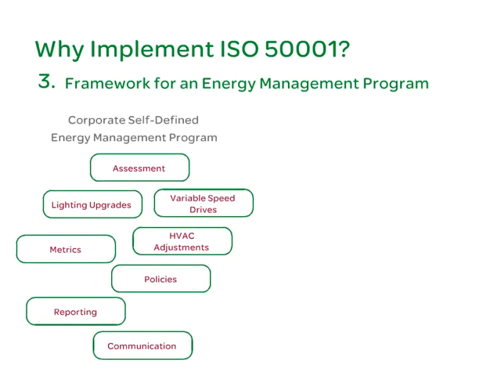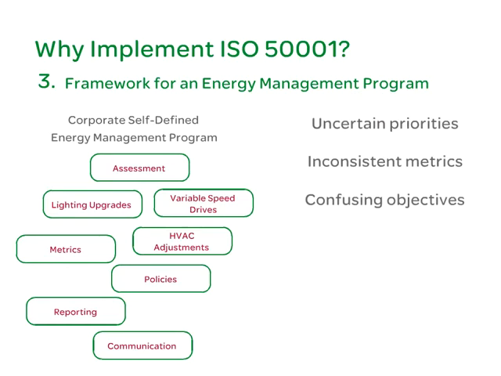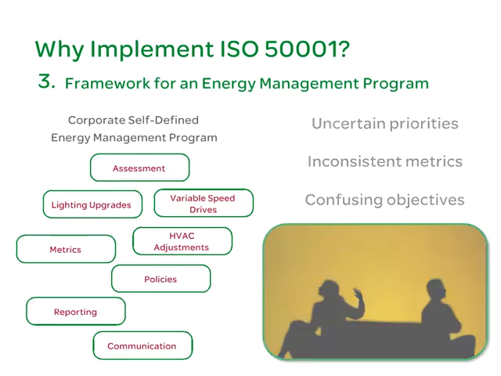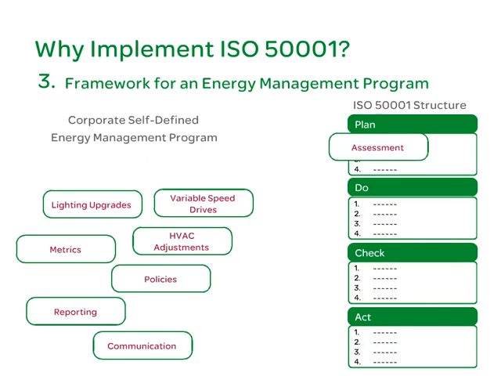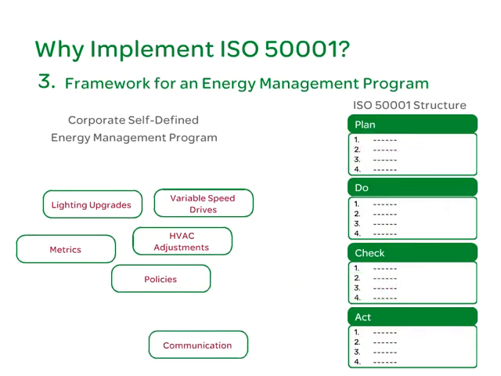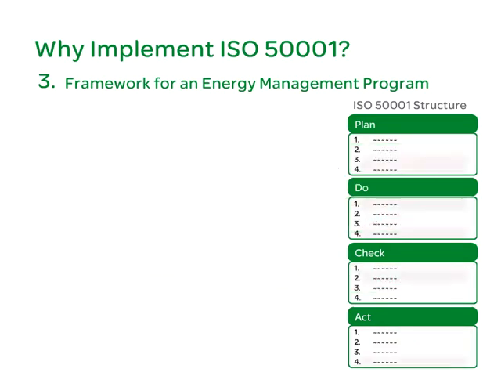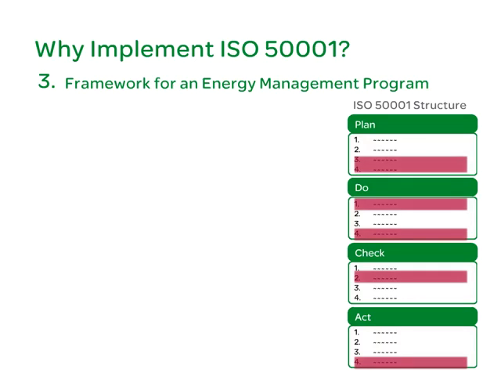Many companies have a collection of unstructured energy management initiatives with uncertain priorities, inconsistent metrics, and confusing objectives. This disorder causes many well-intended programs to lose credibility and effectiveness and makes it difficult to justify further investments. The ISO 50001 structure can be used to organize the initiatives that have already begun, and more importantly, allows the energy stakeholders to understand where the gaps are in the energy strategy.